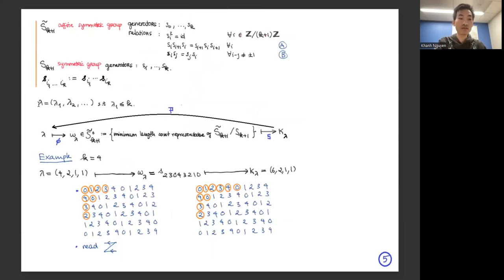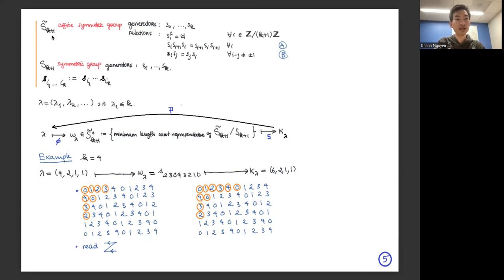And now for a partition lambda, such that the first component lambda 1 is not greater than k, I can define three maps between lambda and some element inside the affine symmetric group and another partition kappa lambda.